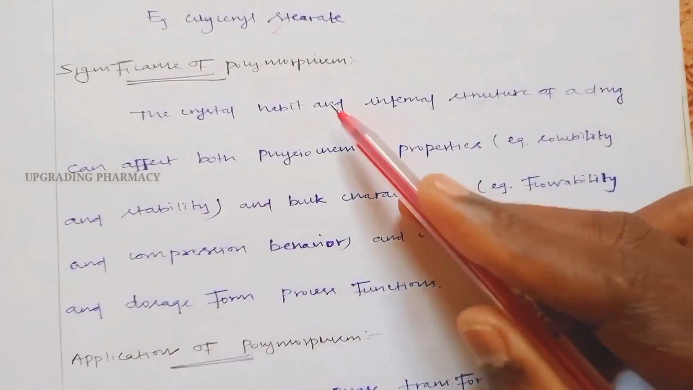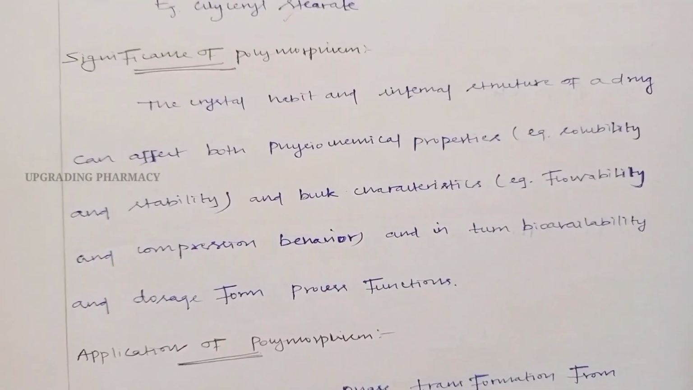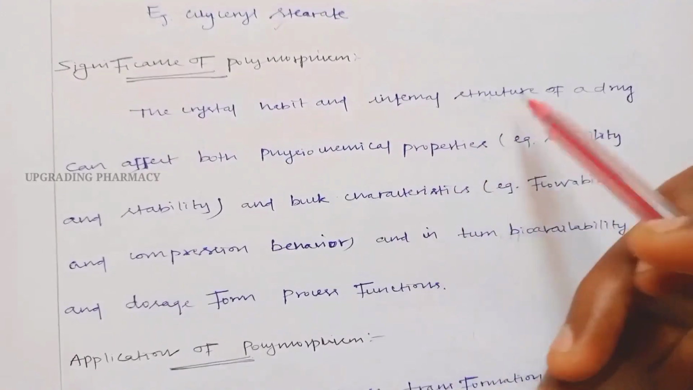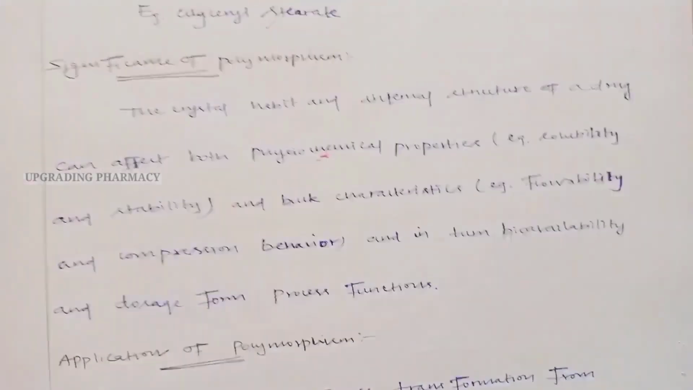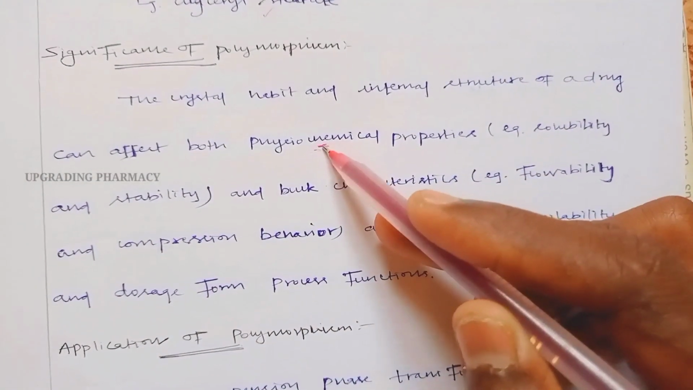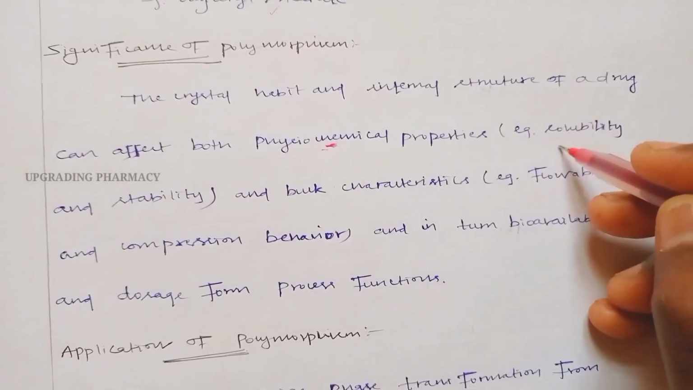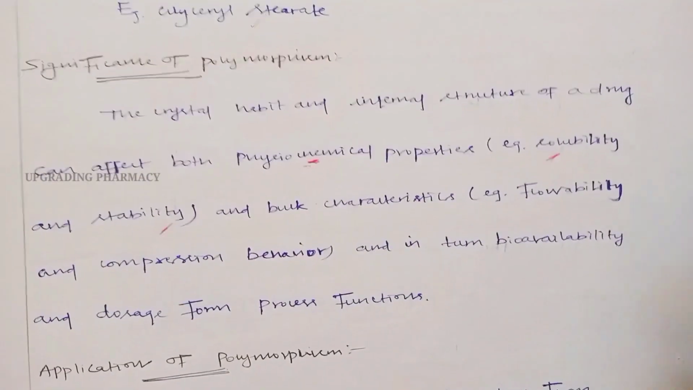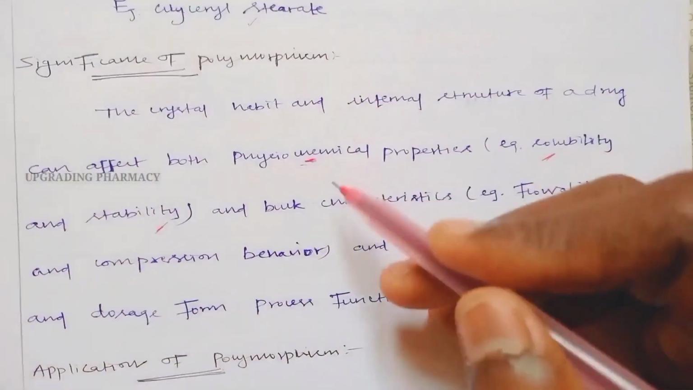Next, the significance of polymorphism, that is, why we study polymorphism. The crystal habit and internal structure of the drug can affect both physicochemical properties, as we also saw in the definition, for example solubility and stability. So these are the main factors affected by the polymorphism of the drug. If solubility is affected, it leads to instability of the particular compound. So these are the significance.